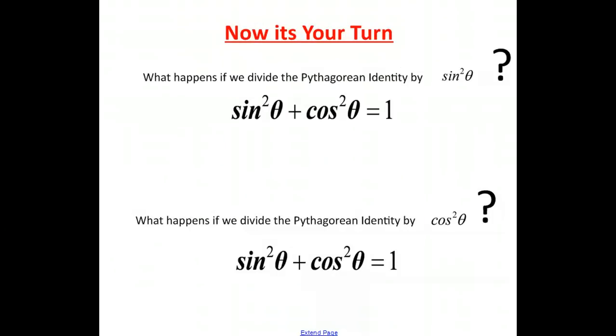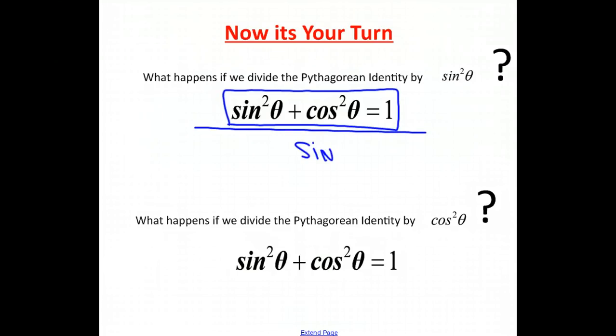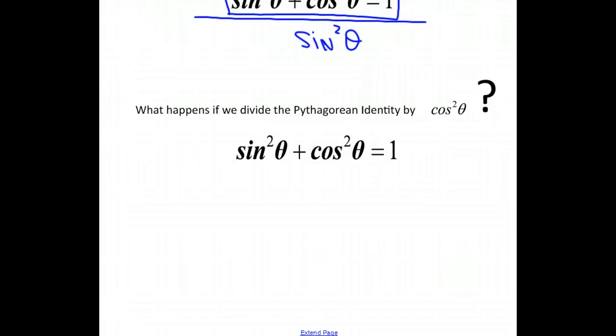Now it's your turn. What I'd like you to do is take our Pythagorean identity, sine squared plus cosine squared equals 1, and see what happens if you divide the entire identity by sine squared. You're going to come up with an equation. And then I would like you to take that Pythagorean identity and divide through by cosine squared theta and see what happens. Be sure you fill in your work on the worksheet that has been provided for you.